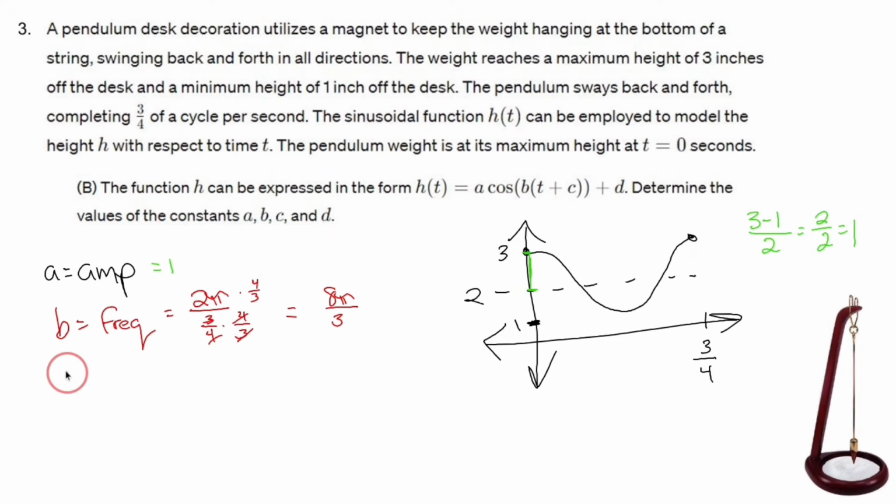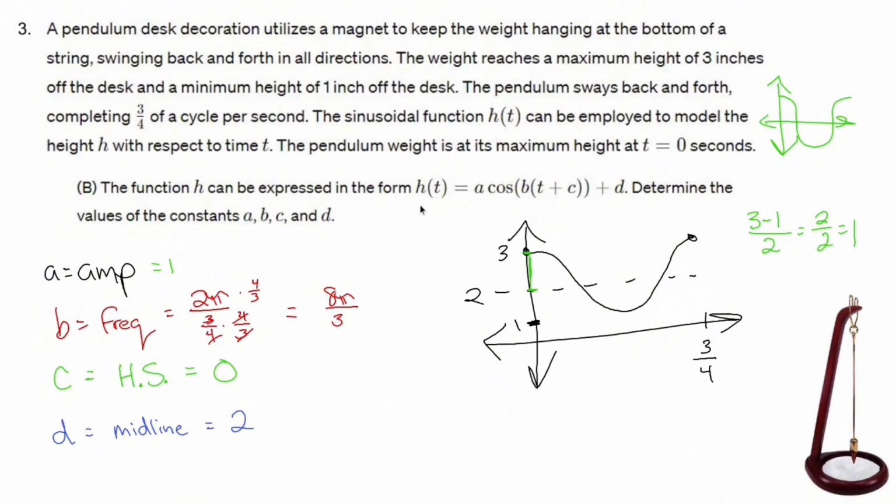C is a horizontal shift where you move left or right. Well, since I'm dealing with cosine, and regular old cosine looks like this, starting up here and going down there, I have the same exact behavior. So I have no horizontal shift. So my horizontal shift is nothing. D is going to be my midline or vertical shift. Whenever you think sinusoidal stuff, think midline, and my midline is 2.